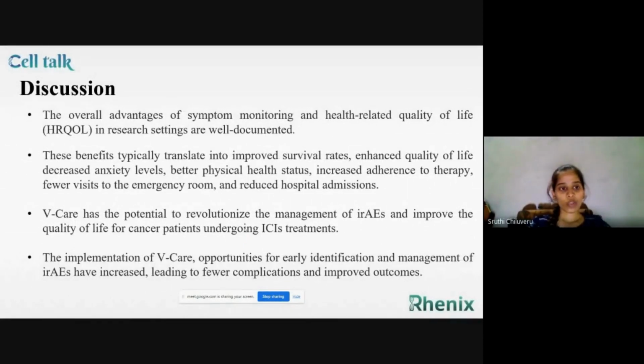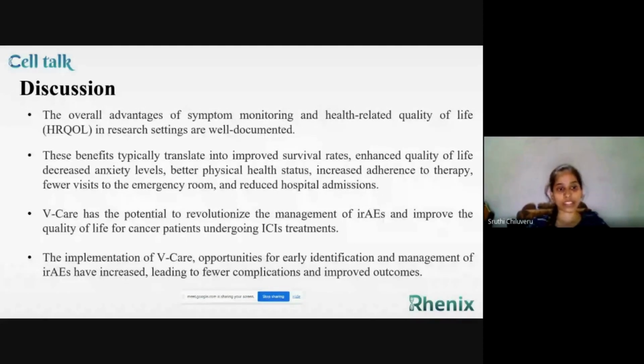And also the overall discussion was that the overall advantages of symptom monitoring and health-related quality of life in research settings were well documented. These benefits were typically translated into improved survival rates, and they also enhance the quality of life, decrease anxiety levels, give better physical health status, and increase adherence to therapy, with fewer visits to the emergency room, that is, hospitals.